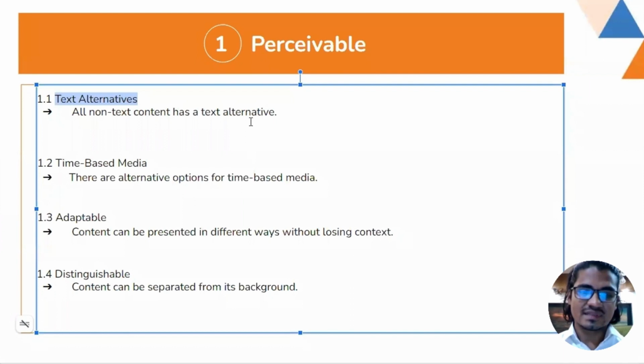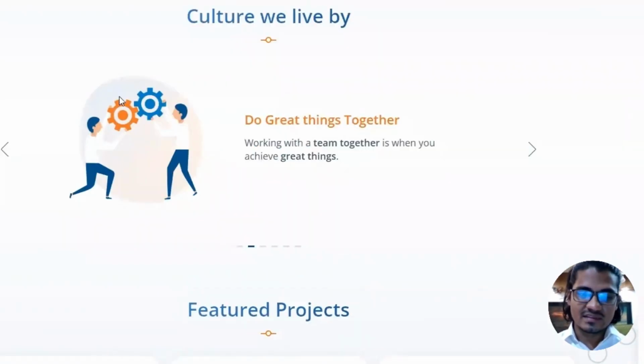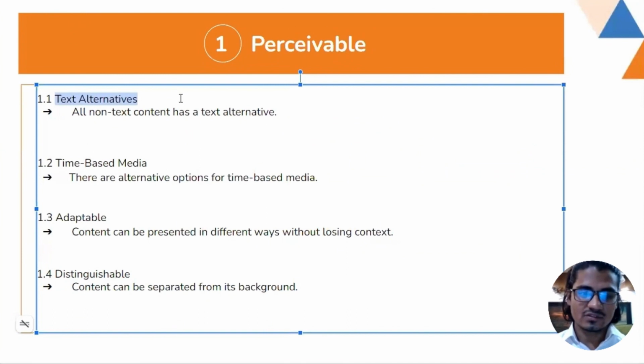Developers have to put alternative text on that image or content. Like if there is an image, then this image has to have alternate text, saying two people are holding a gear, and the title is Do Great Things Together. So this is text alternative. Like, this is how blind people or people who have listening problems or anything will understand the content.